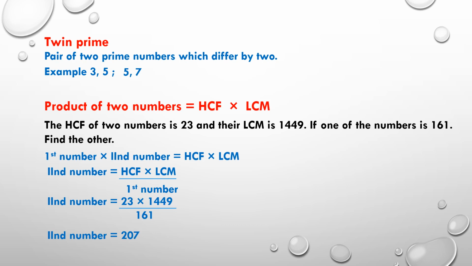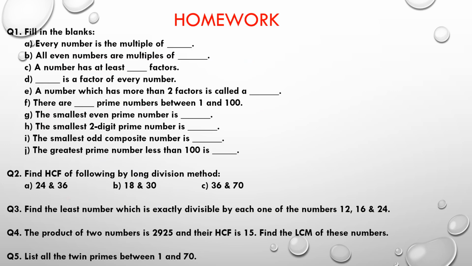If I have 161 and the other number is 207, then I'll have HCF as 23 and LCM as 1449. This is your homework. You have to do this work in your maths notebook. For finding the solutions, you can go through the previous example which I have taught you in this PowerPoint presentation, and then you can solve it.